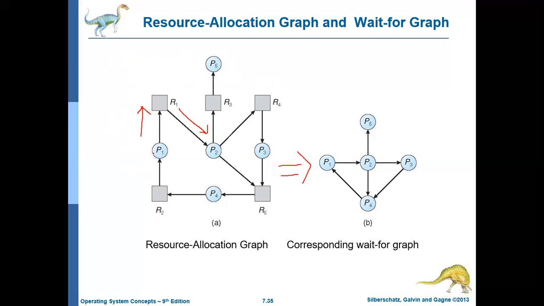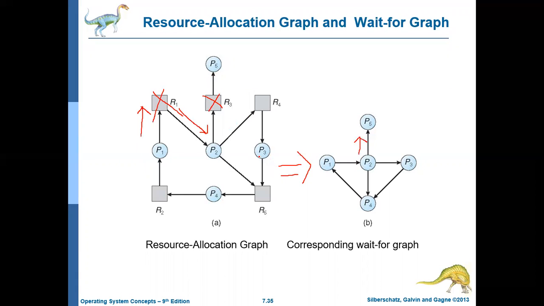Here we can see there is a connection from P1 to R1 and then R1 to P2. So remove this resource R1, and then you get P1 to P2. Similarly, there is P2 to R3 and R3 to P5. So collapse this resource R3, and you'll get P2 to P5.